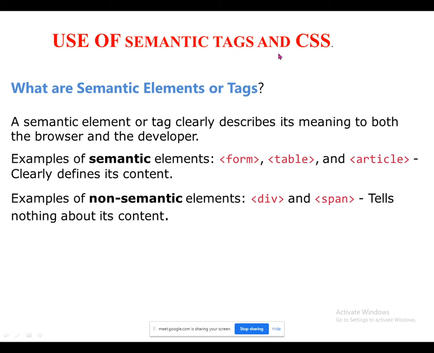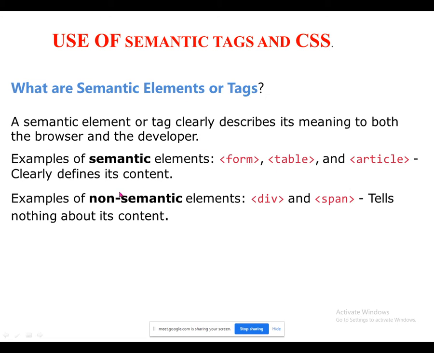So, use of semantic tags and CSS. So what are semantic tags actually? Already we have discussed the semantic tag, but we'll see this topic again. Okay, what are semantic tags? A semantic element or tag. Elements or tags are the same thing. Okay, elements are nothing but the tag. So semantic tags clearly describe their meaning to both the browser and the developer.